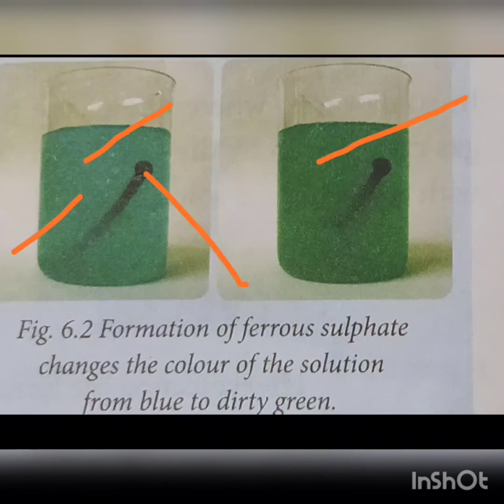Thus, we conclude that the reaction is characterized by the change in color of the reactants. Here the reaction which took place is as follows. Copper sulfate plus iron gives ferrous sulfate, which is dirty green in color, and copper.